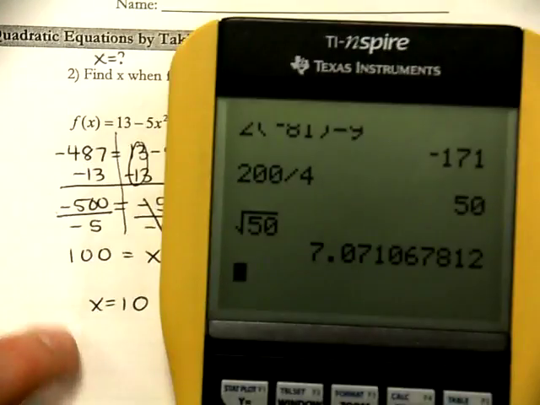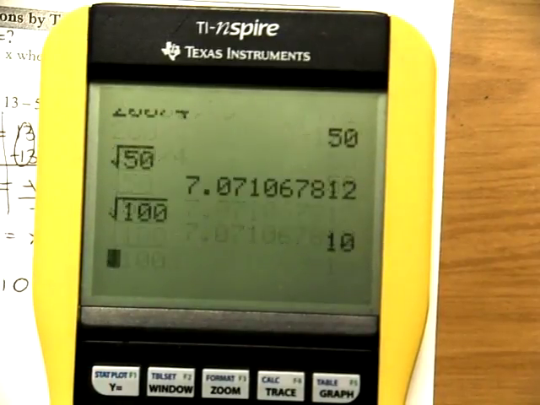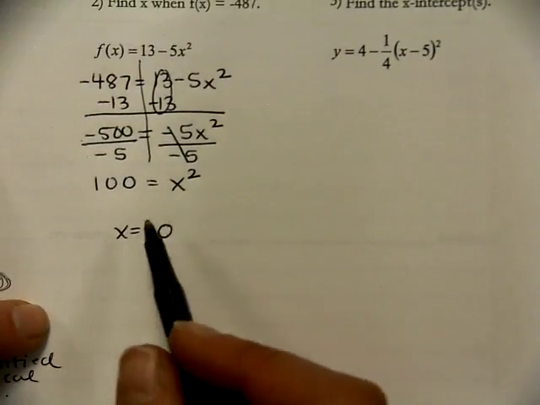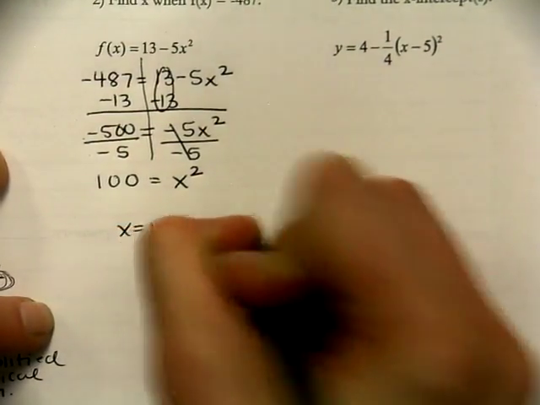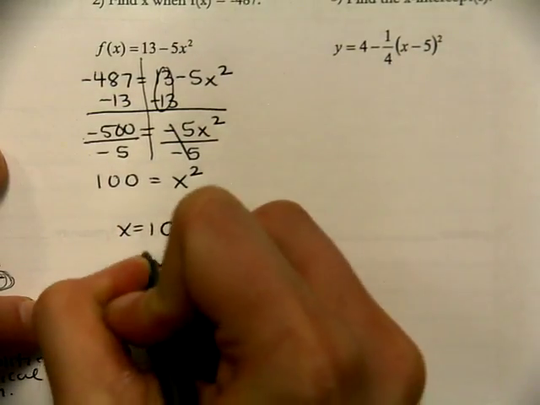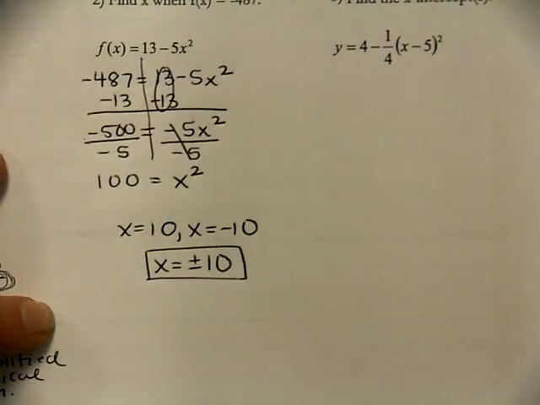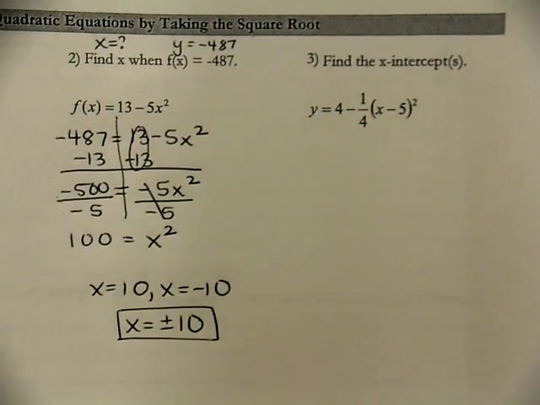But if I'm not sure, I could punch in my calculator square root of 100, and it says 10. What I need to do, though, is be able to reason through that 10 is not the only number that when I square it, I get 100. Negative 10 is as well. So I can write my answer like this, or if I want to write it in a shorter manner, I could write it like plus or minus 10. And that's number 2.